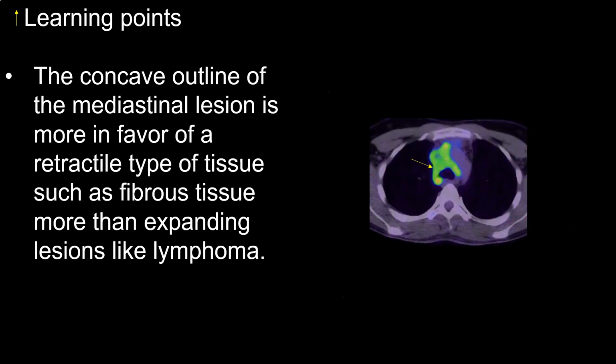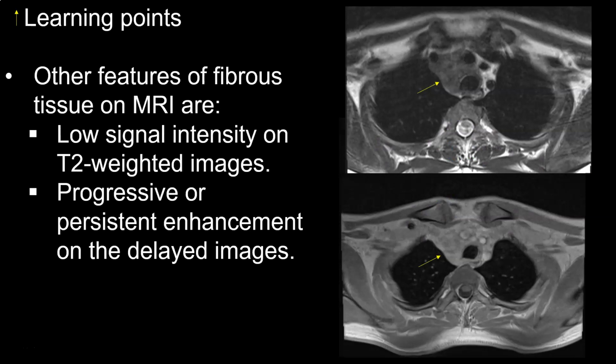The concave outline of the mediastinal lesion is more in favor of retractile type of tissue, such as fibrous tissue, more than the expanding lesions like lymphoma. Two other features of fibrous tissue on MRI: the low signal intensity on T2 weighted images, and the progressive or persistent enhancement on the delayed gadolinium enhanced images.